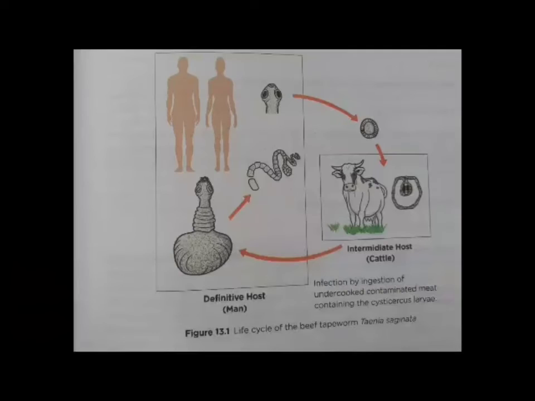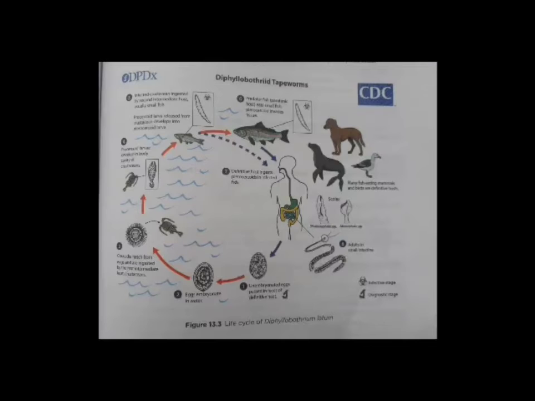Life cycle of the beef tapeworm Taenia saginata: infection occurs by ingestion of undercooked contaminated meat containing the cysticercus larva. Life cycle of Diphyllobothrium latum: the adult worm self-fertilizes and the eggs are passed out with the stool.